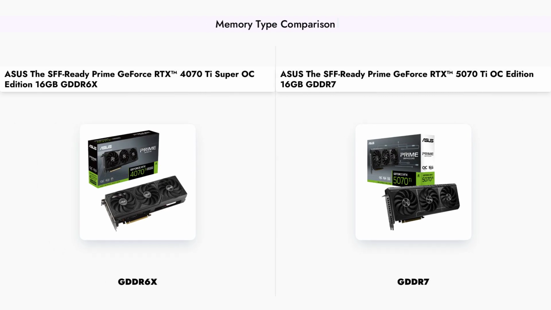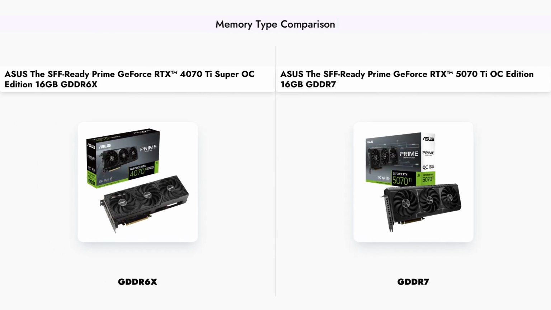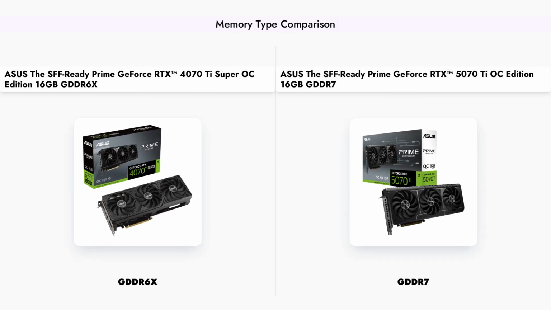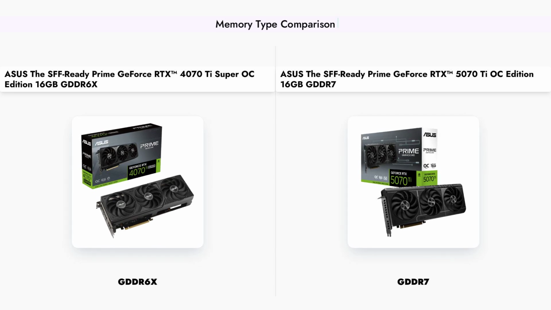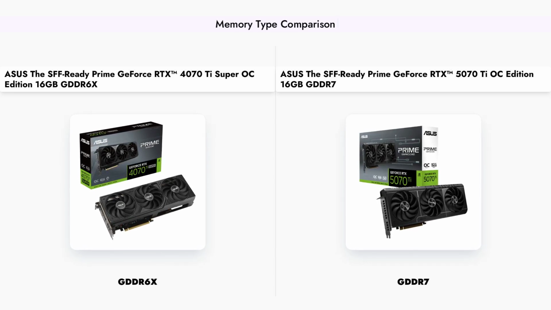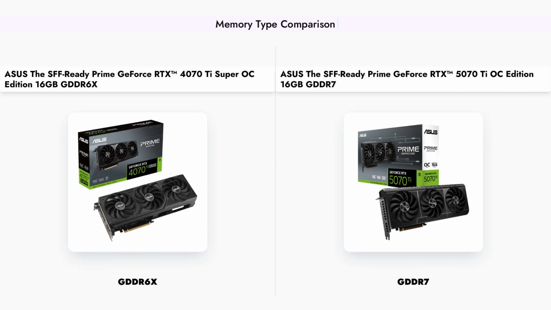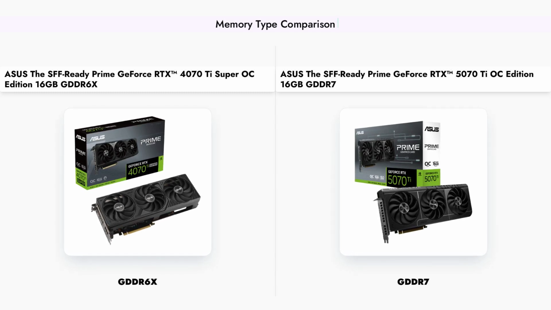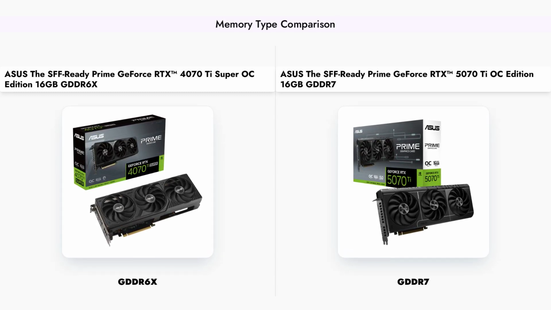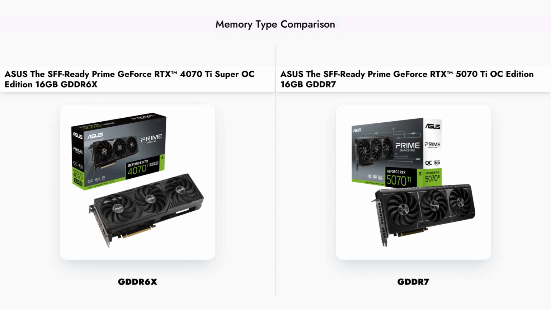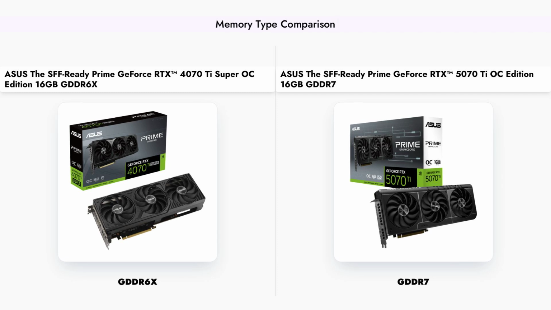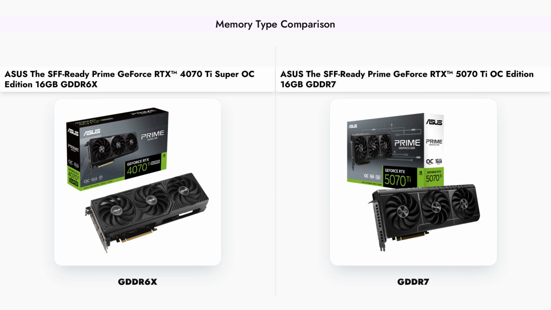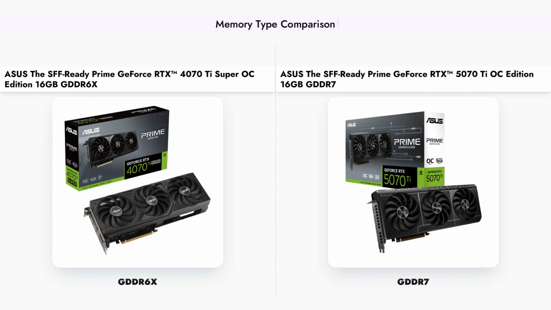When it comes to memory, the RTX 4070 features 16 GB of GDDR6X memory, which is known for its high performance and efficiency. On the other hand, the RTX 5070 boasts 16 GB of GDDR7 memory, which is faster and provides better bandwidth. This difference in memory technology can lead to improved performance in demanding applications and games, making the 5070 a more future-proof option.